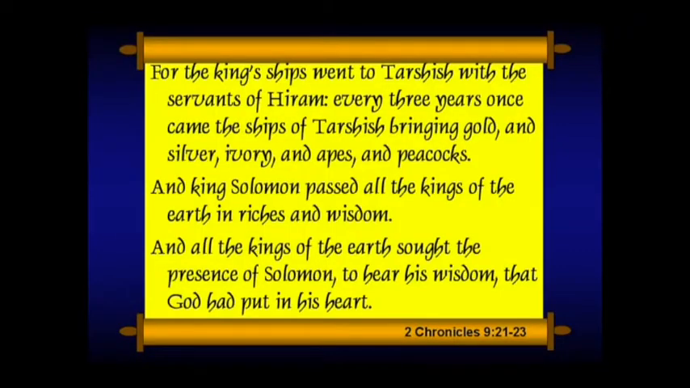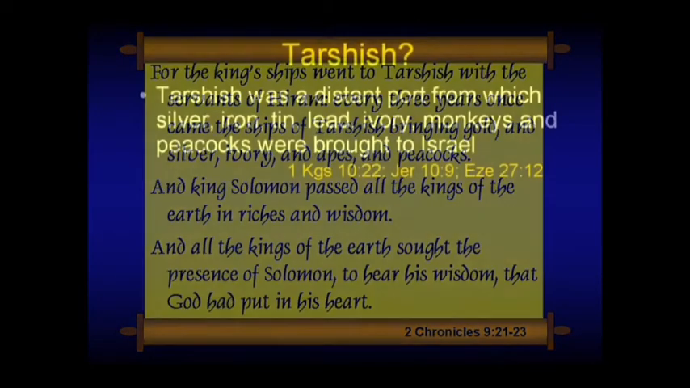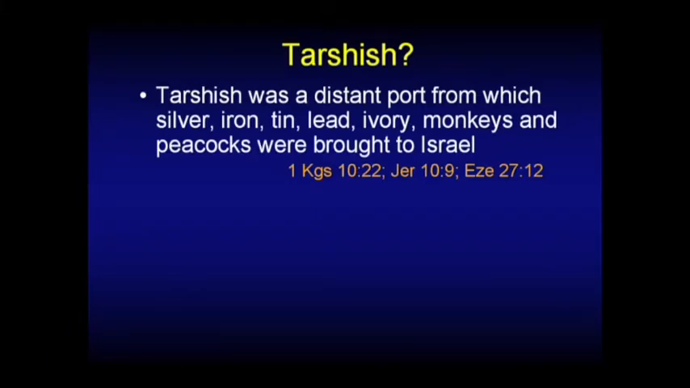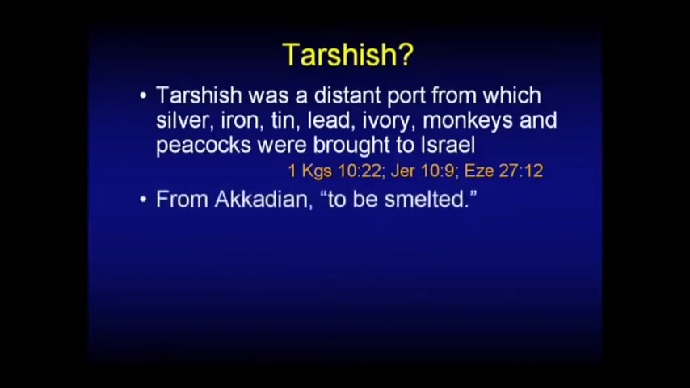See, interestingly enough, King Solomon passed all the kings of the earth in riches and in wisdom. All the kings of the earth sought the presence of Solomon to hear his wisdom that God had put in his heart. What do we know about Tarshish? Well, it was a distant port from which silver, iron, tin, lead, ivory, monkeys, and peacocks were brought to Israel. 1 Kings 10 and Jeremiah 10 and Ezekiel 27. It's translated from the Akkadian to be smelted. That's what the name means.